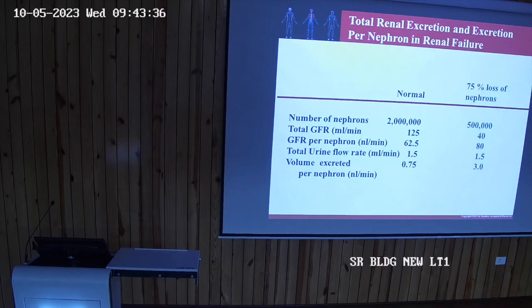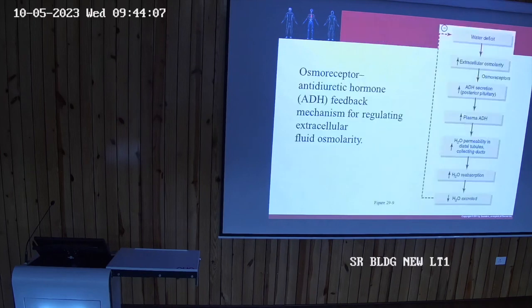Can you see the topic? Total renal excretion and excretion per nephron in renal failure. This is the story of normal, and this is when 75% of the nephrons are lost. So this will be the change in scenario. The number of nephrons, you can see the change. Total GFR goes from 125 to 40. GFR per nephron, it becomes 80. Total urine flow rate is 1.5, 1.5. Volume excreted 0.75, and it is 3. So this is the mechanism.